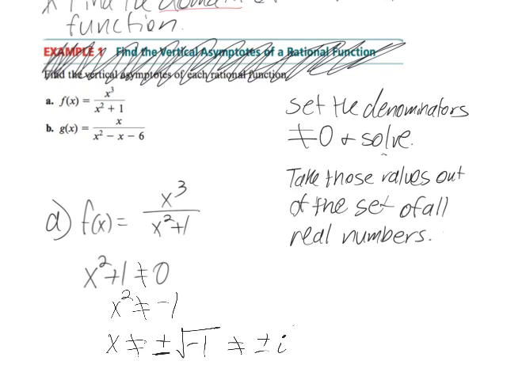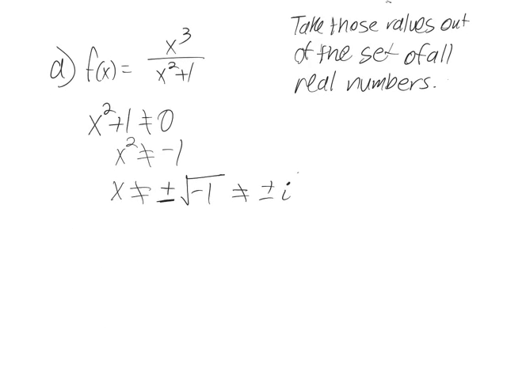So we actually don't have a problem with any x value, since the only x's that would give us trouble would be imaginary. So our domain in this case is all real numbers, and all real numbers is written in interval notation like this: negative infinity to positive infinity. Alright, let's move on and do b.